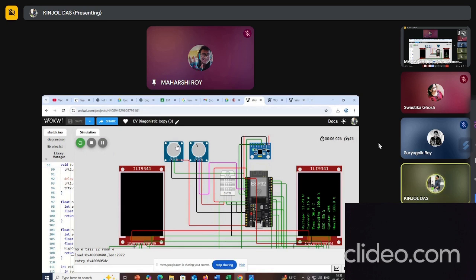So first, whenever the battery is discharged, that is, has low voltage, the right side of this display shows all the vital parameters of the EV. That is, first one is voltage, second one is current, third one is temperature, fourth one is humidity, then SOC. SOC means the state of charge, and then cycles per second. And the last one is the health.